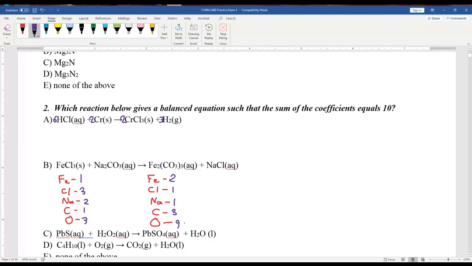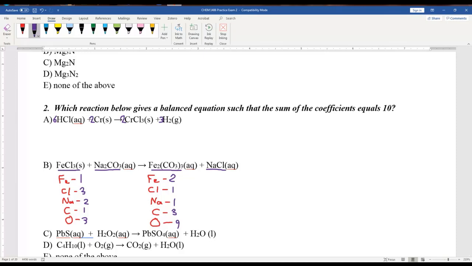All right, so I want to balance whatever is easiest to balance first. It turns out that each one of these is equally easy to balance, because if we're looking at the different substances, iron only appears in 2 places, chlorine only appears in 2 substances, sodium only appears in 2 substances, carbon only appears in 2 substances, and oxygen only appears in 2 substances. So in this case, it doesn't matter what I balance first. I can go ahead and just go top to bottom.